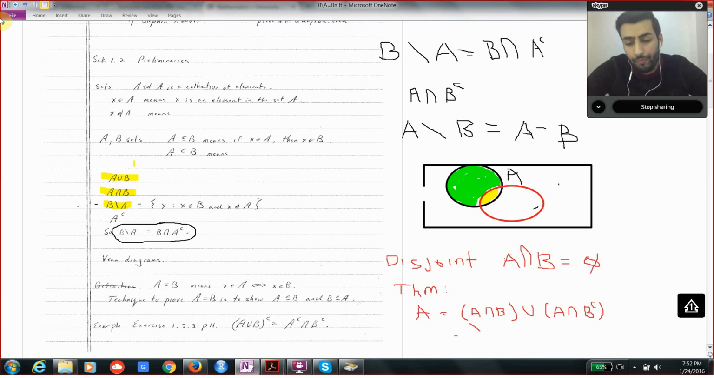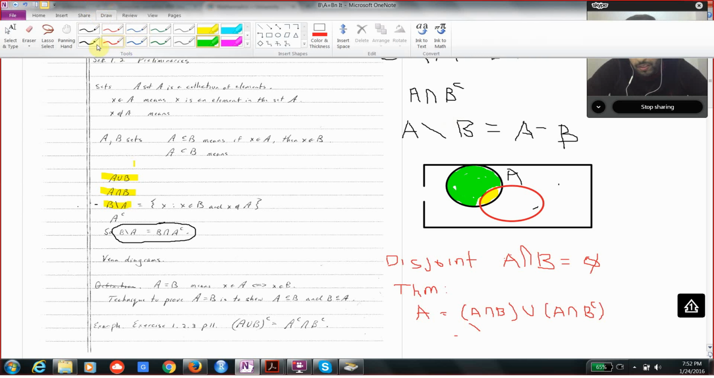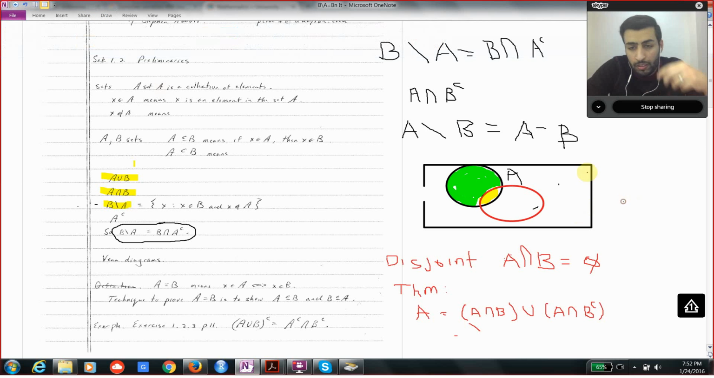Good. Now you notice something. These two things are disjoint, right? Because this one is A intersection B complement, and the other one's A intersection B. They can't have anything in common, so these two things are disjoint. But their union is what? Exactly. We're going to use this over and over again. We're going to decompose sets like this.